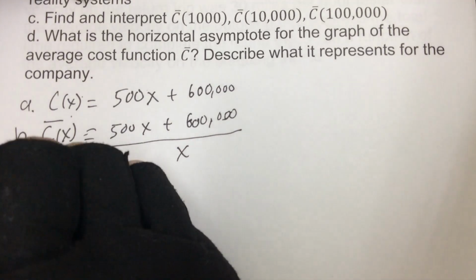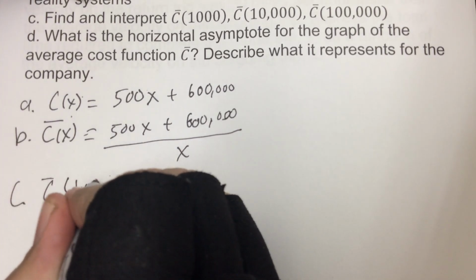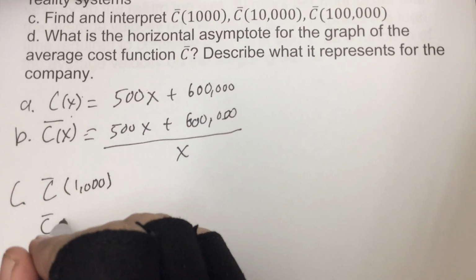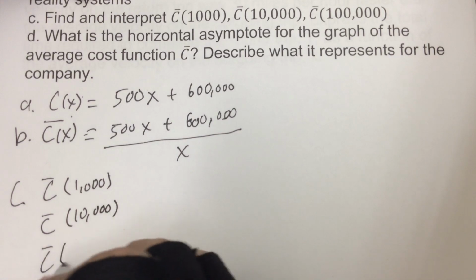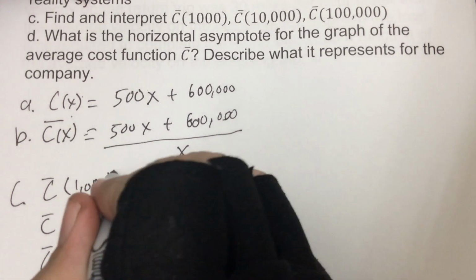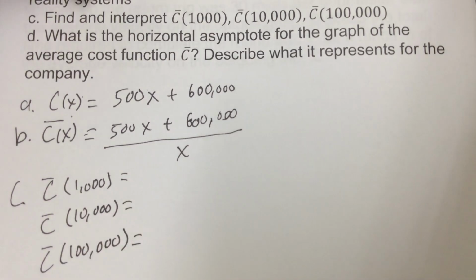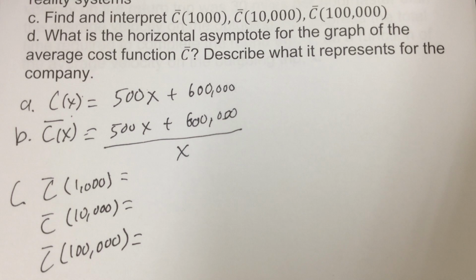We're going to find and interpret what each of those mean. So C average of 1,000, C average of 10,000, C average of 100,000. Same thing. I'm going to put this in my y equals, so I'm going to have to change this one up. Should have parentheses 500x plus 600,000. Close your parentheses. Divide by x.